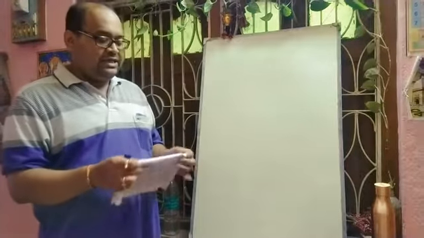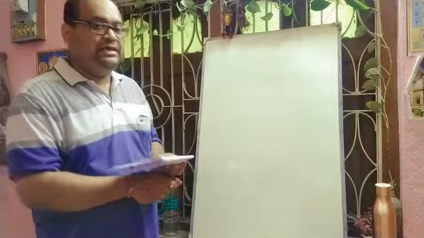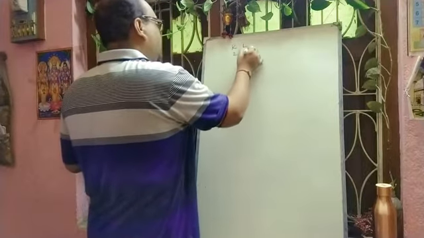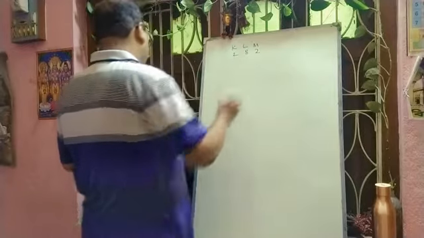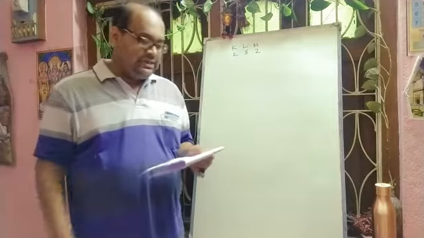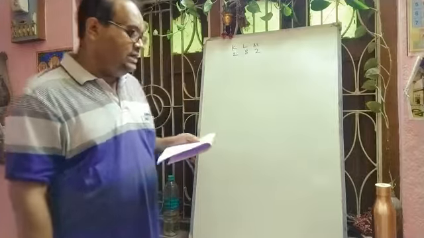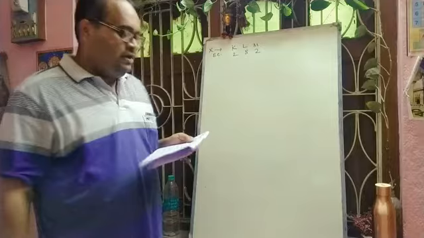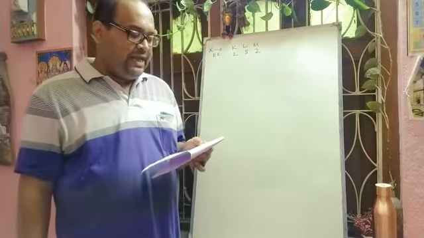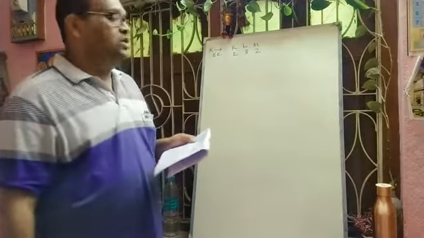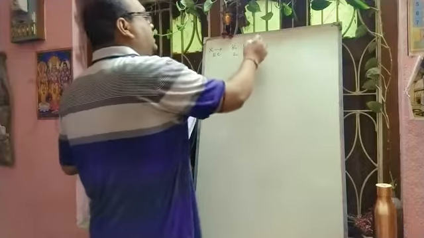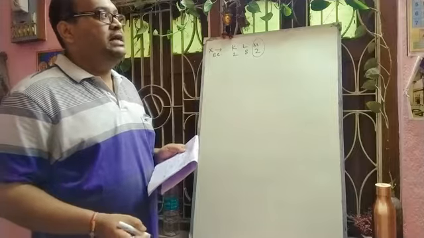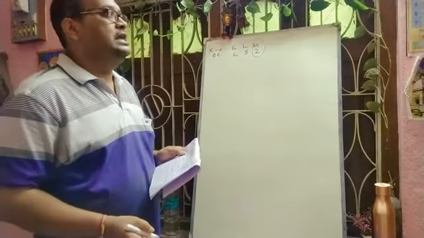Next, another question is given. The electronic configuration of an element is given. That is K is equal to 2, L is equal to 8, and M is equal to 2. Now, questions are asking from this electronic configuration. Here the element is X. What is the group number of the element X in the periodic table? If you look at the valence shell, from here you can easily understand that the group number is 2, or you can tell it is 2A.